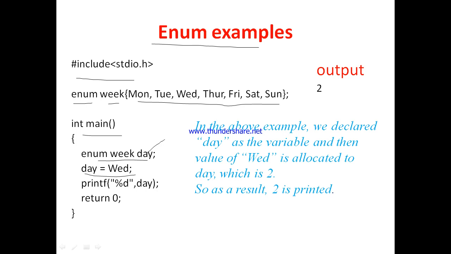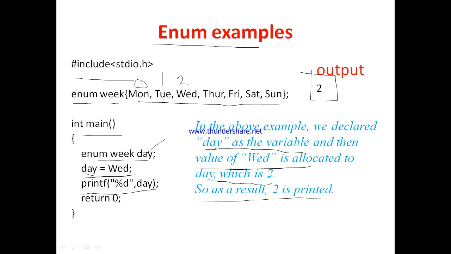Now always remember that the values start from 0. This is the value 0, this is 1, this is 2. So when we are printing the value of day having the WED constant, this statement will print the value 2, so this program has the output 2. And the explanation: in this above example, day is the variable and the value of Wednesday is allocated to day, which is 2, so as a result 2 is printed. Okay, this is the first example.